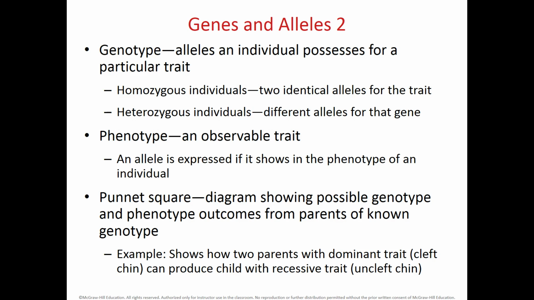So the genotype is the alleles an individual possesses for a particular trait, or the sequence of nucleotides within the DNA. Now, if the person has both parents with brown eyes, the person will be homozygous for that allele. But if the person has one parent with blue eyes and the other with brown eyes, the person will be heterozygous because he will have different alleles for that gene.